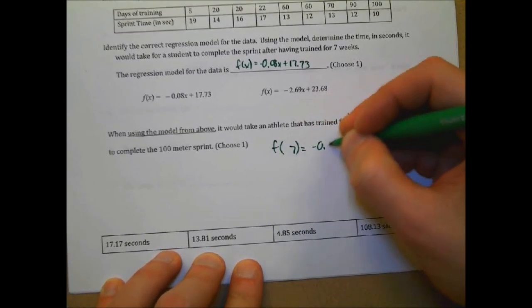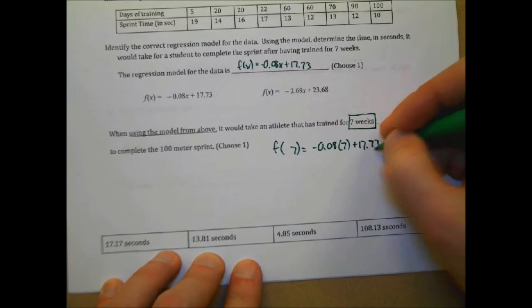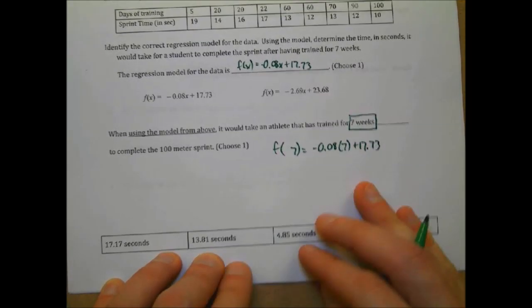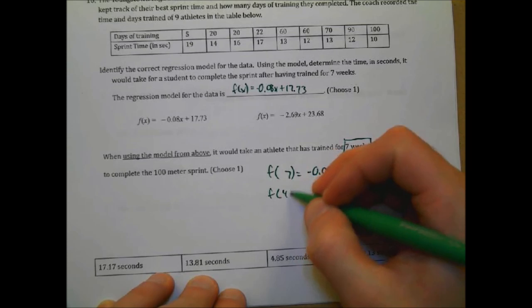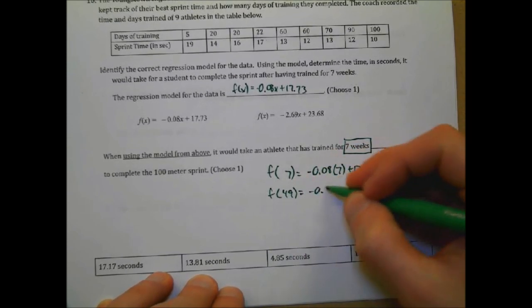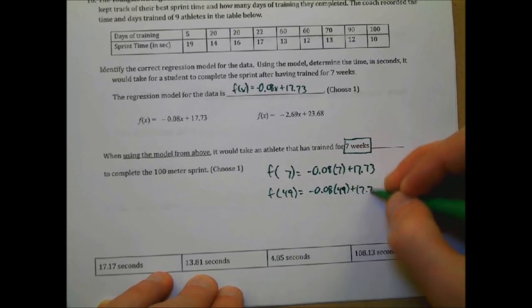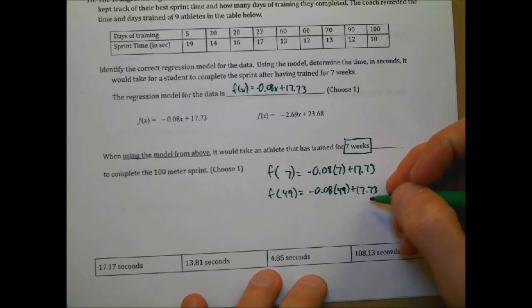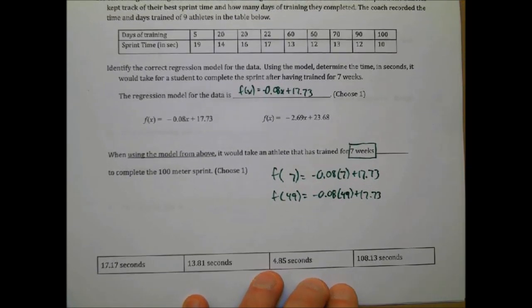Wait, why are we plugging in 7 again? 7 weeks of training. But wait, what is X measured in? Days. So you'd have to plug in 7 times 7. We actually have to plug in 49 here. Maybe if you were listening, you'd probably. Miss Mulcahy was busy listening and writing. I'm going to let that one pass.